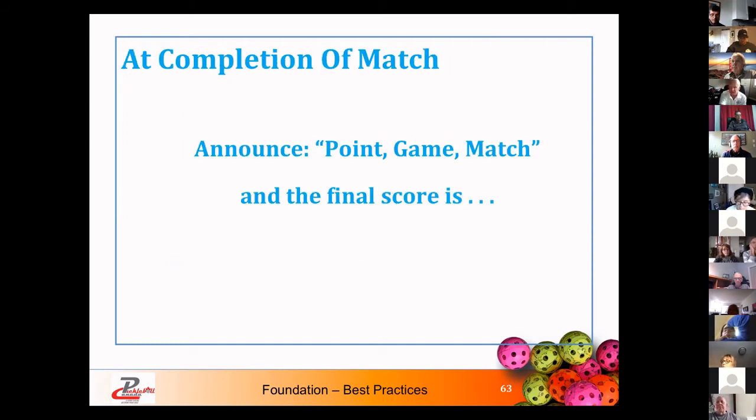So at completion of the match, you announce point, game, match, 11-5-2. So we know that the match is over. The score was 11-5, and it was the second server. So that's what I would do.